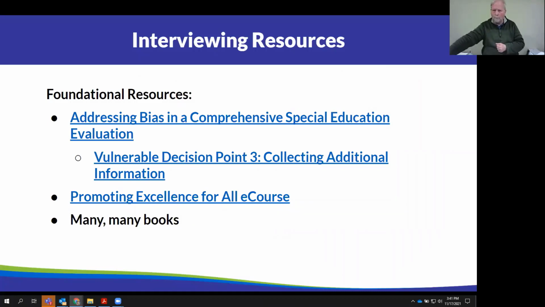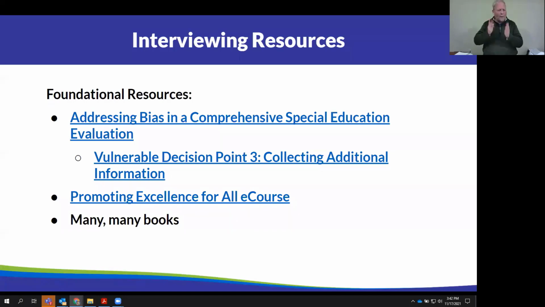So when it comes to interviews, here are some resources. The interesting thing about interviews is that they're simultaneously probably the most subjective data collection method required by the rule, but they're also perhaps the most important in terms of conducting a culturally responsive evaluation. Who better to learn about a student's culture and norms and values than their parent, their caregivers, or themselves? So it's really important.